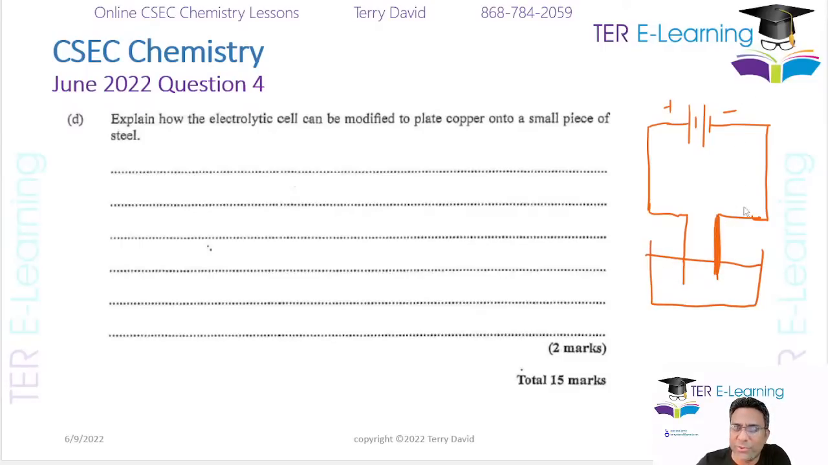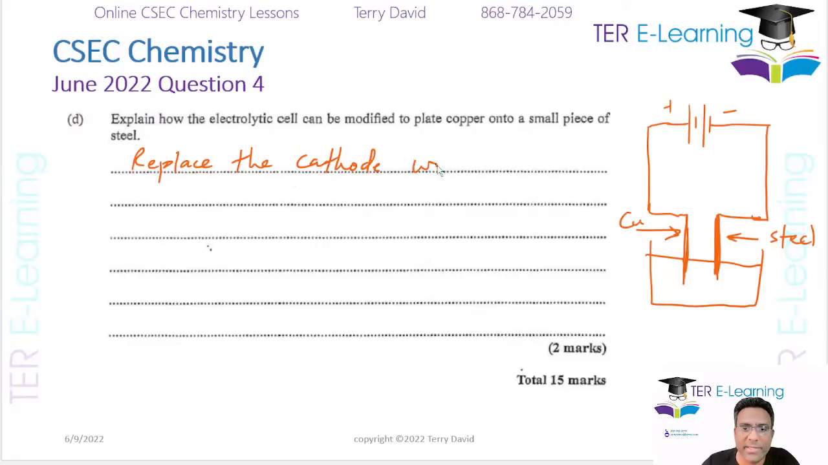So therefore, what you need to do, you need to make this here, because copper is being deposited here. So you need to make this here your steel. That's what you need to do. You need to make that your steel, right? Your solution remains the same, right? And well, you already have this as copper here, right? This is already copper. So the question says, explain how the electrolytic cell can be modified to plate copper on a small piece of steel, right? So replace the cathode with the small piece of steel. That's it. That's all we need to say there.